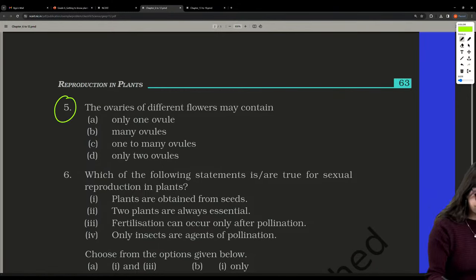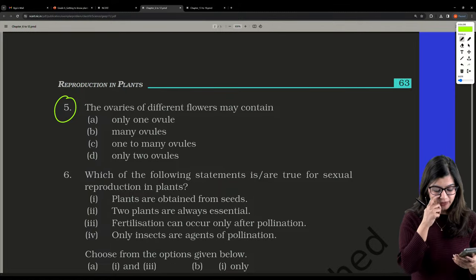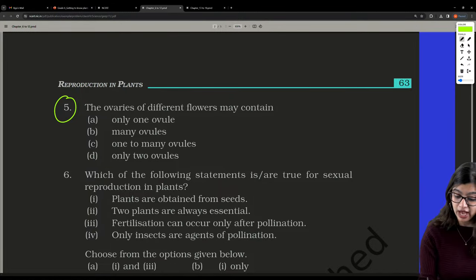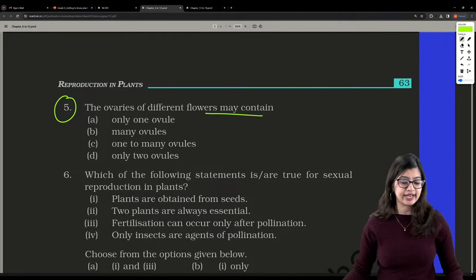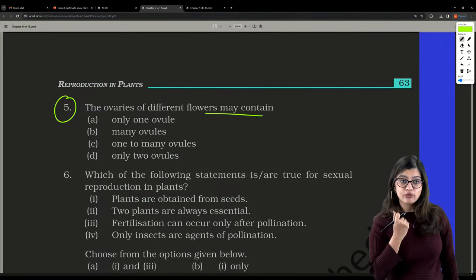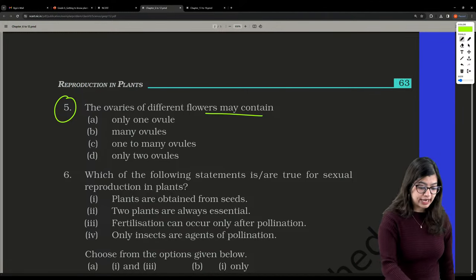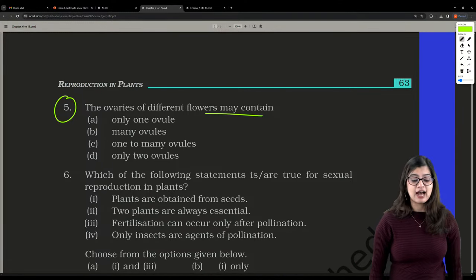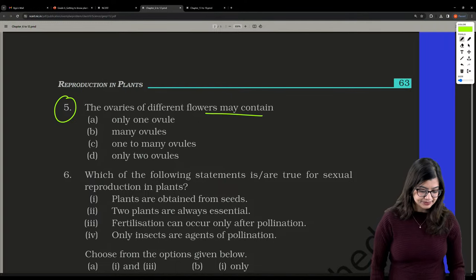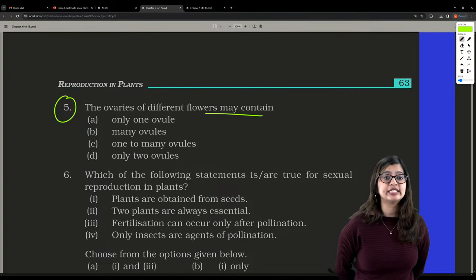Let's go on to question number 5, everyone, on our screens now. The ovaries of different flowers may contain what, right? May contain only one ovule, will contain many ovules, will contain one to many ovules, or will have only two ovules. What is the answer? Yes? What is the answer to this?